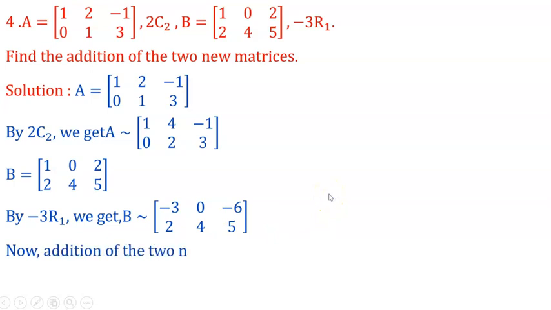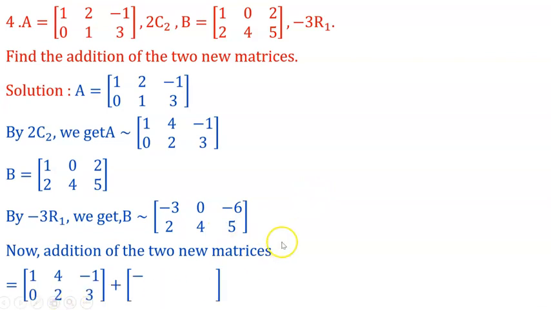Now the addition of these two new matrices. Then you will get here, add their corresponding elements. 1 minus 3, you will get here minus 2. 4 plus 0, 4. Minus 1 minus 6, minus 7. 0 plus 2, you will get here 2. 2 plus 4, you will get here 6. 3 plus 5, you will get here 8. Okay, and this is the answer.